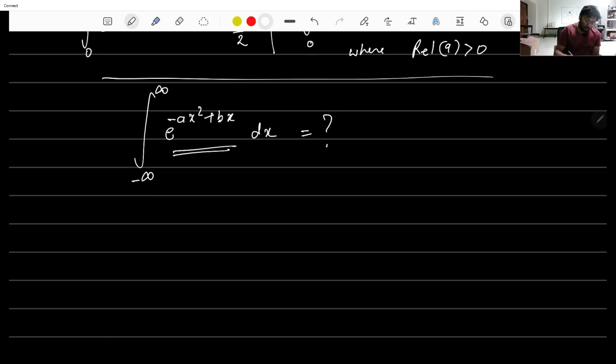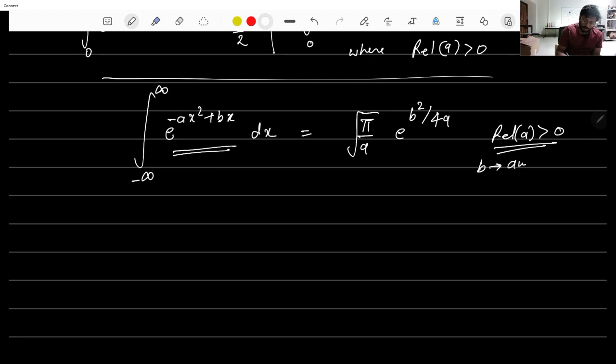So if you look for it, the value of this integration is root pi by a times e to the power b square by 4a, where the real part of a is greater than 0 and b is any complex number.